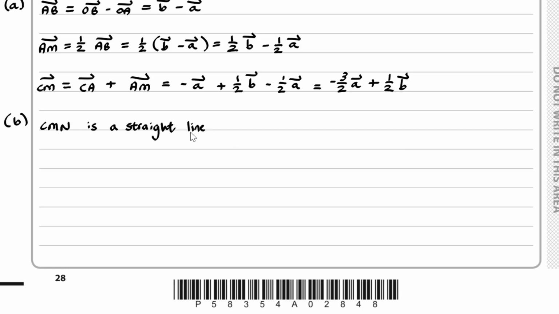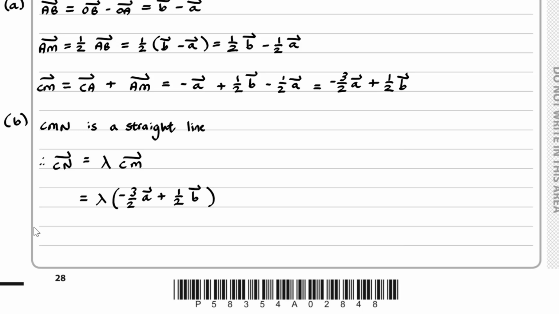And because of that, we can conclude over here that CN is equal to some constant multiplied by CM. So we have lambda lots of CM, which is minus 3/2 A plus 1/2 B.